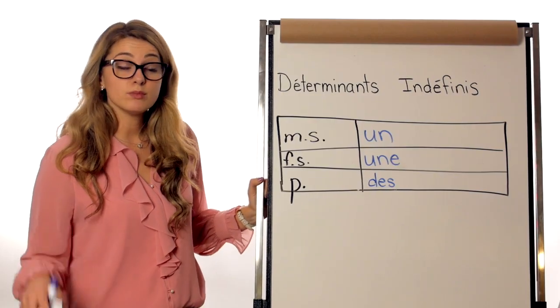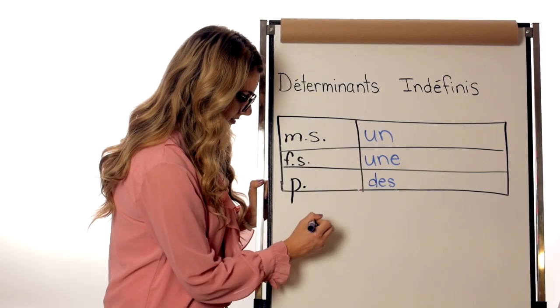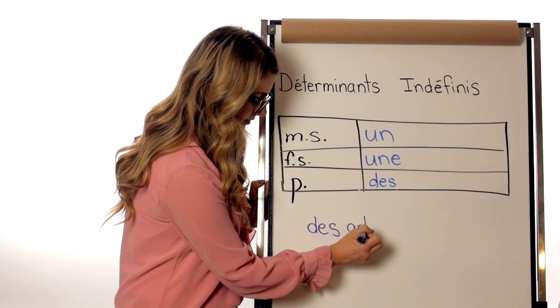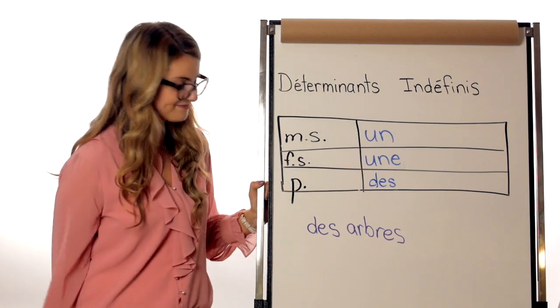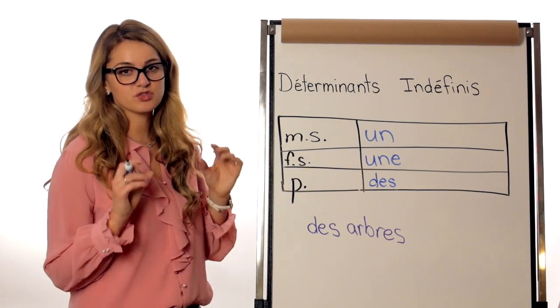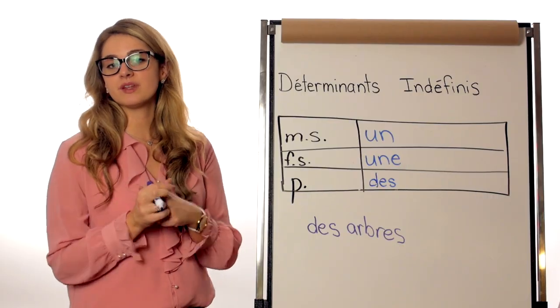Now, if I'm talking about multiple trees, you would say des arbres. Okay, so I'll leave it at that. Super short, super simple. And now I will see how much of this you really understand.